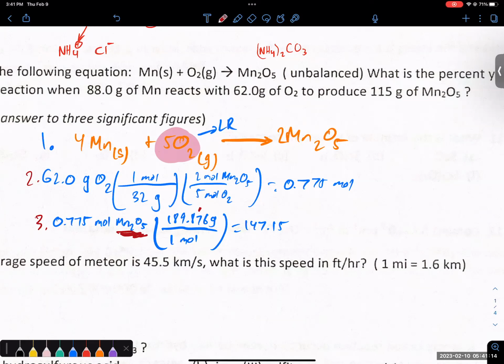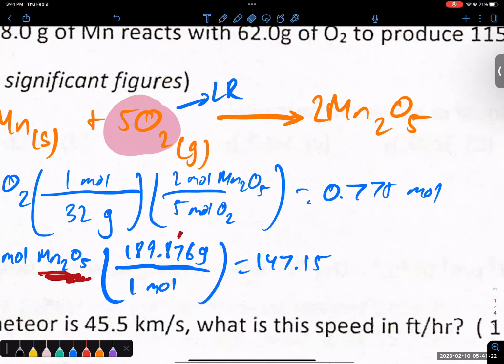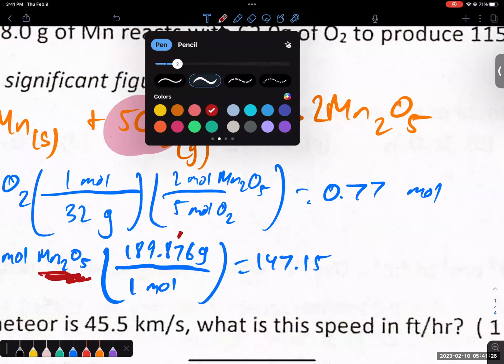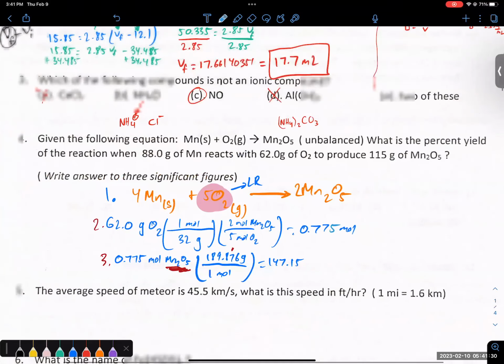Yeah, I have a question. Can you just explain real quick the relation? I know how you got the moles of oxygen and then how it turned into the moles of Mn2O5, right? What's that relationship? I guess, the background.